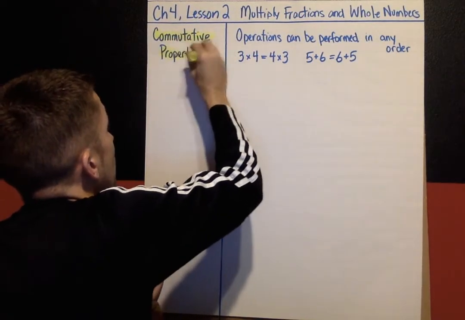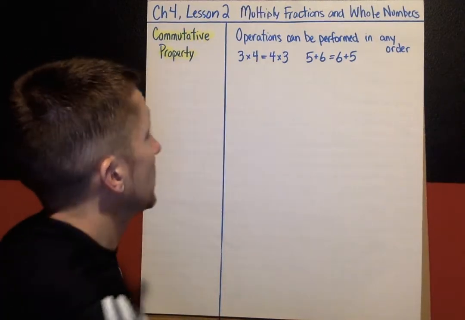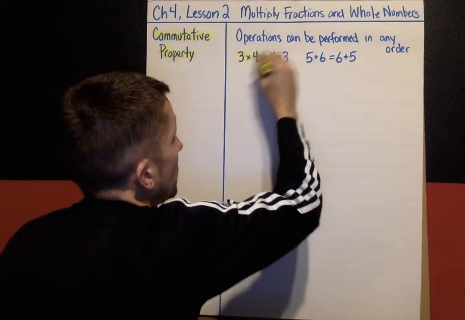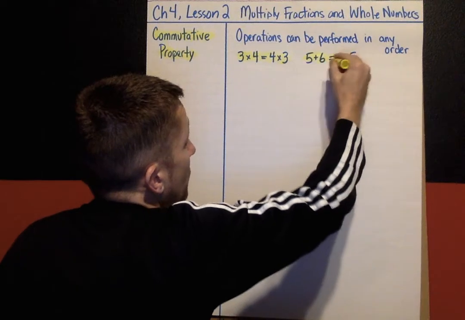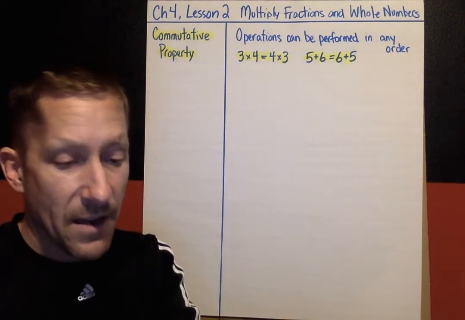So the commutative property tells you that it's operations that can be performed in any order, and there's two examples. There's the commutative property of multiplication and the commutative property of addition. The order doesn't matter when you're multiplying or adding.